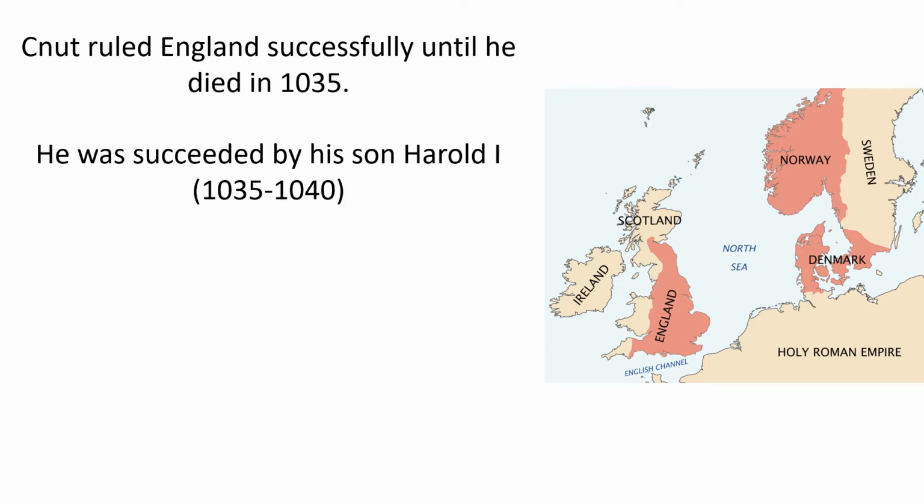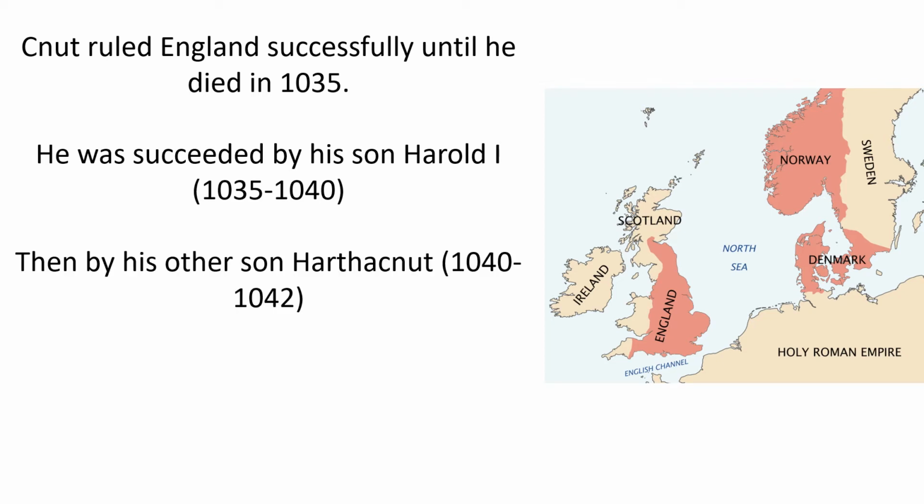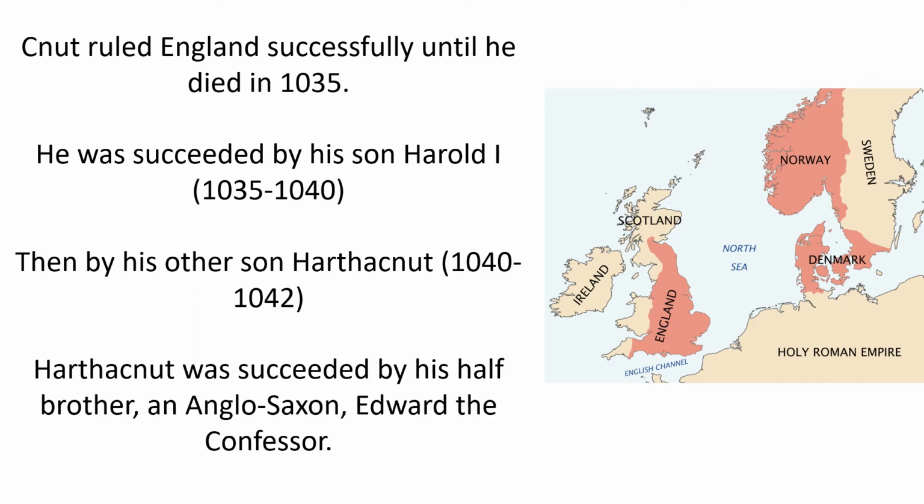And he was survived by his 2 sons who took over being King of England, firstly Harald I and then his other son Harthacnut. Now they didn't leave any heirs. So once they died, Harthacnut was succeeded by his half-brother, Edward the Confessor, who was an Anglo-Saxon. So no longer is England being ruled by a Viking, it's now being ruled by an Anglo-Saxon again. So because there wasn't an heir left, this means that the Vikings have now once again lost control in England.